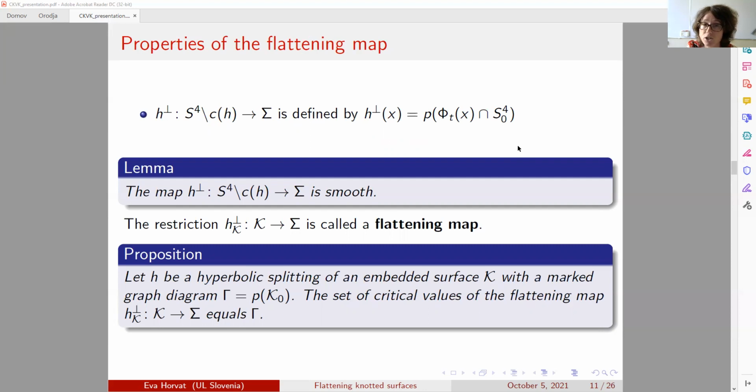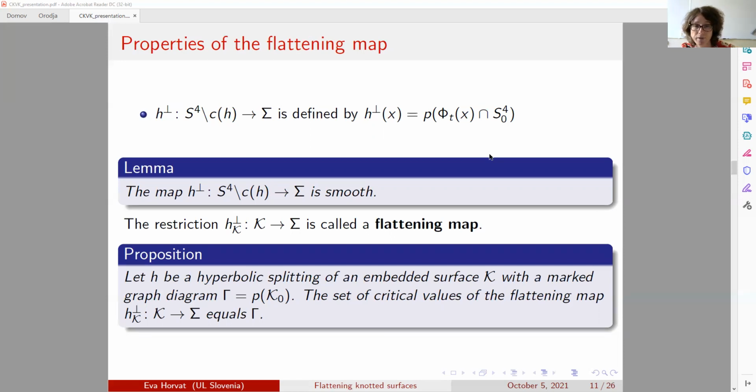along some curves. And it turns out that these creases are actually simple to describe. So this is written in the proposition here. If we have a hyperbolic splitting that induces a flattening map, as described above, this hyperbolic splitting also defines a marked graph diagram gamma, and the set of critical values of this flattening map is actually equal to gamma. So we have a nice description of the critical value set. This is the set of the creases, as we may imagine.